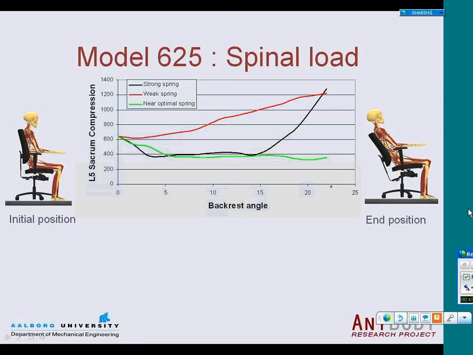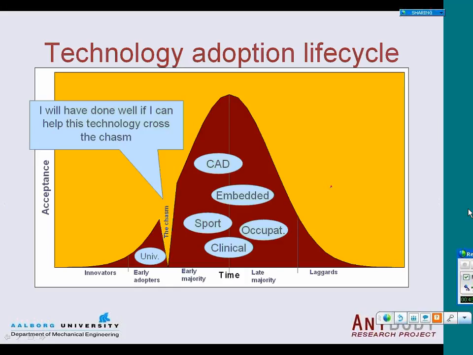On the other hand, it is possible to find a near optimal spring which will give you a uniform low spinal compression when you lean back on the backrest. So I guess that the message here is that it is really important that you adjust your office chairs properly when you are sitting on them.